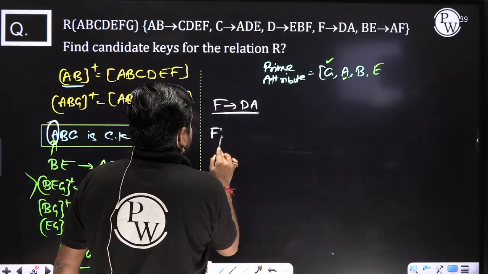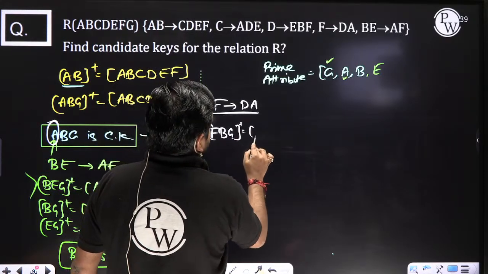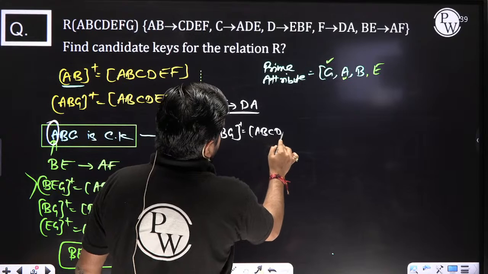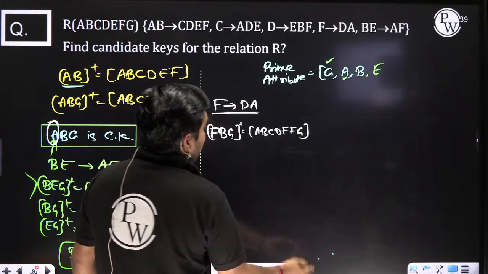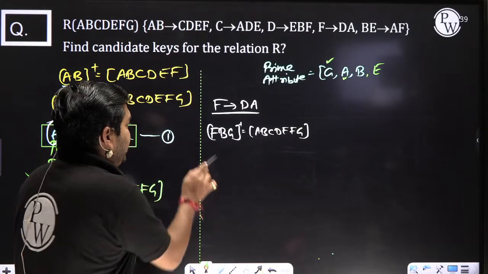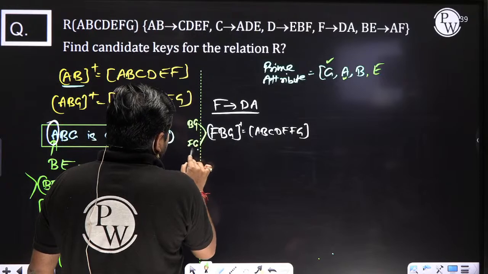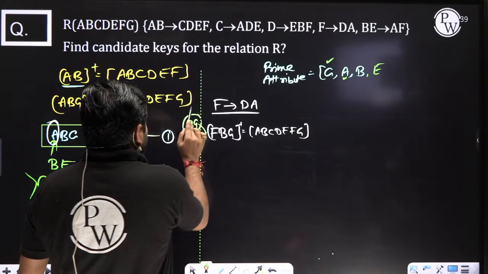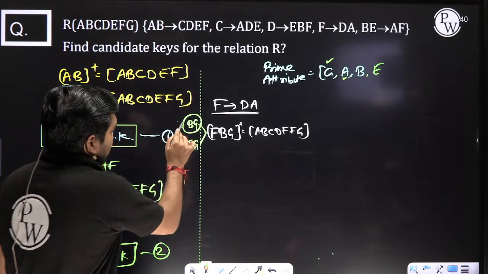We are getting FB, then directly ABF. But we can't tell directly that it is a candidate key unless we take the closure of BG and FG. It is a very good question, bacha. When you take the closure of BG, we are not getting all attributes.